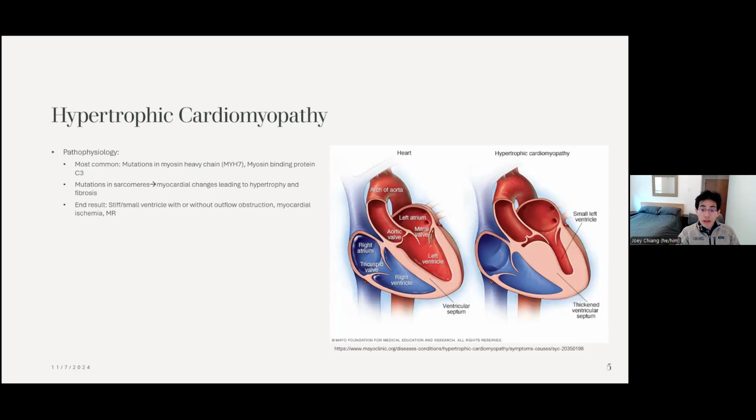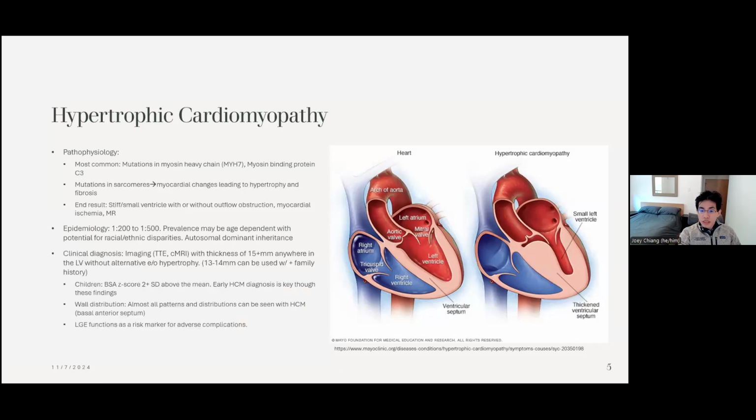So people can have really significant issues with syncopal episodes and basically hyperperfusive kind of events. As far as the epidemiology of this, it's relatively common actually. 1 in 200 to 1 in 500 patients can have this. Notably, it has autosomal dominant inheritance as well. There's some degree of racial and ethnic disparities.